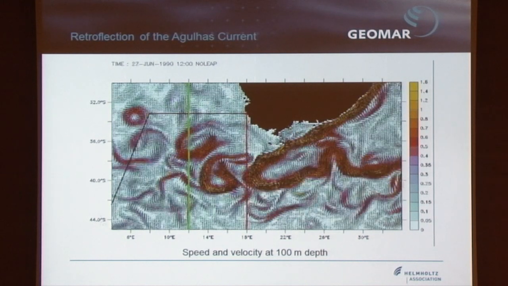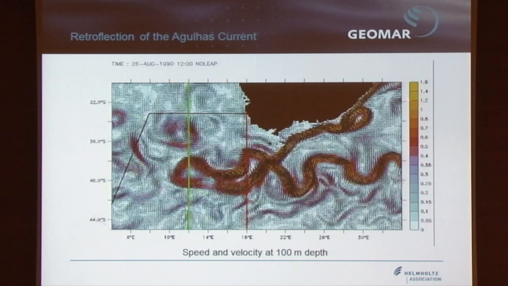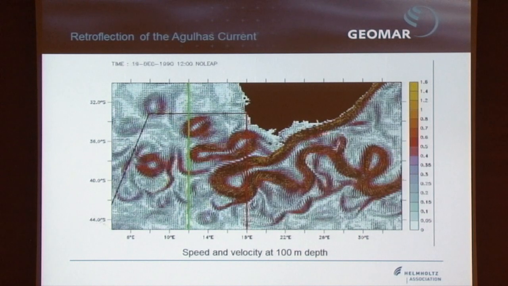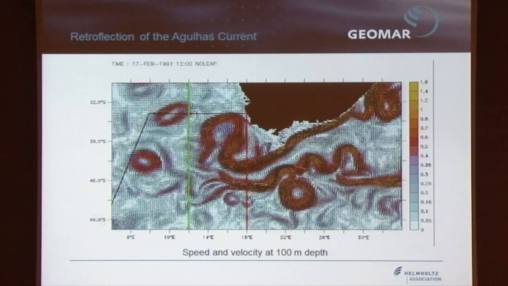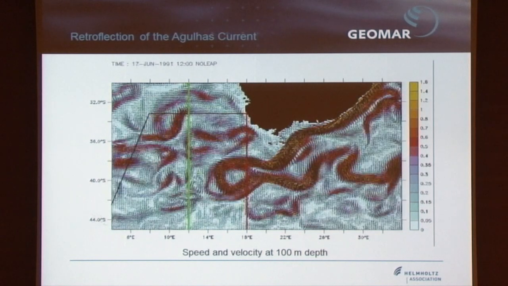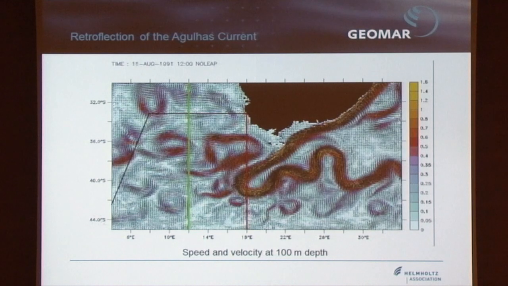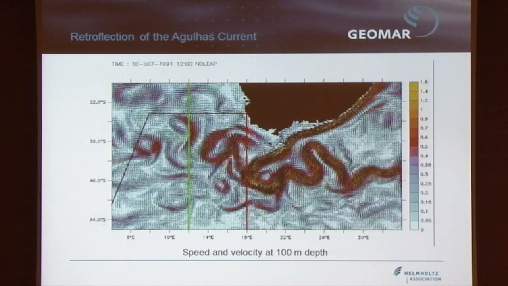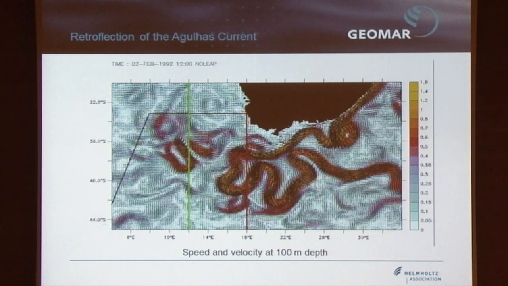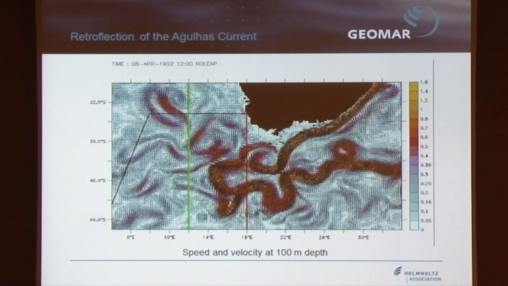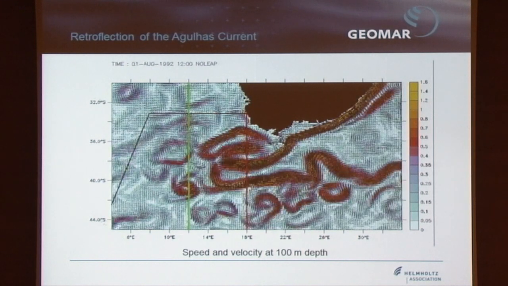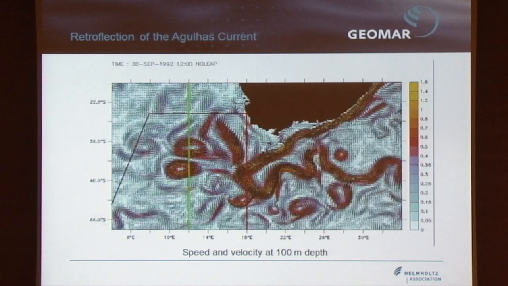This is a zoom now at the retroflection area, and you see here the coming Natal pulses disrupting the Agulhas retroflection. The Agulhas retroflection moves back and forth, sometimes more into the Atlantic, sometimes more into the Indian Ocean, and you see the vast range of nonlinearities in the Cape Basin. This, again, is an impression of how difficult it is to measure the interoceanic transport from the Indian Ocean to the Atlantic.